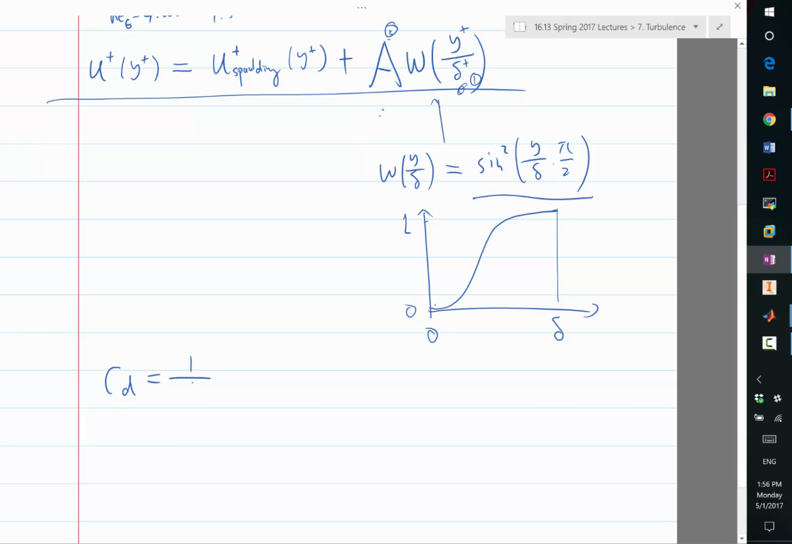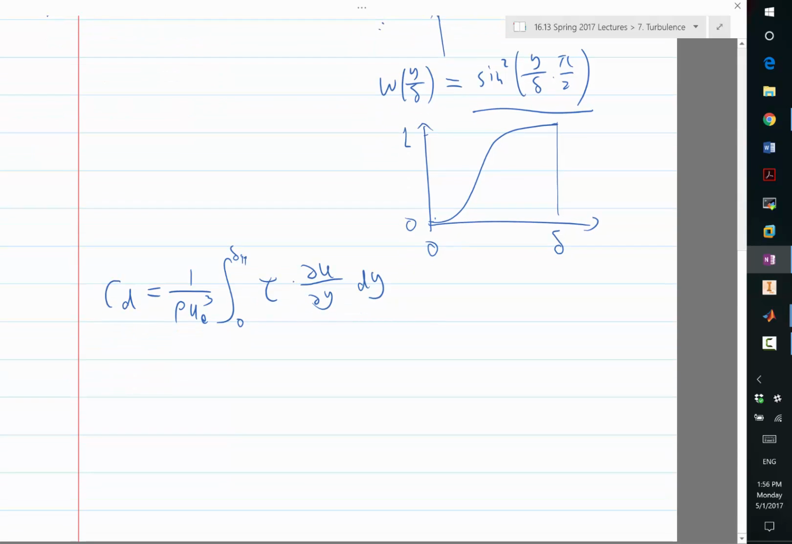is equal to 1 over rho UE cubed times an integral from 0 to delta 99, basically to the outside of the boundary layer. It's tau times partial u partial y dy, right? So I think du dy, yeah, that's right. So not only do we need du dy, which we can compute from the assumed boundary layer profile, the inner layer and outer layer, we also need tau.